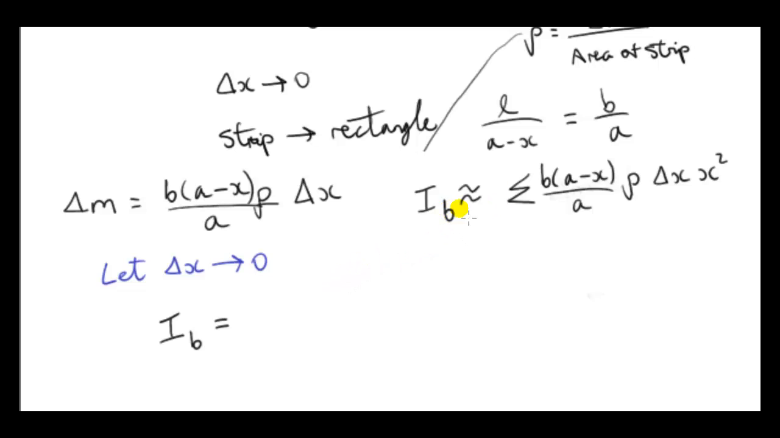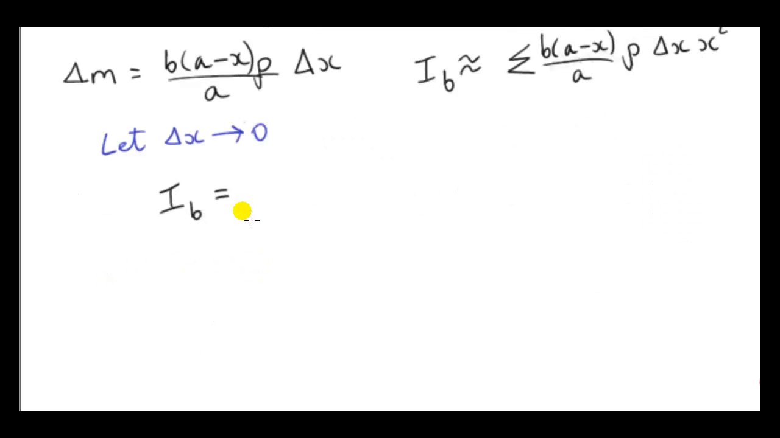Okay, as I've explained many times before, this quantity is only the approximate moment of inertia about side b. That's because we haven't taken the limit as delta x approaches 0. So as delta x approaches 0, we replace the summation sign with an integral sign, which is just an elongated s, meaning we're summing. Now, b over a times rho is just a constant, so we can pull that outside the integral sign, of course. And we have a minus x times x squared. Well, that's ax squared minus x cubed. And as delta x approaches 0, we replace delta x with dx.